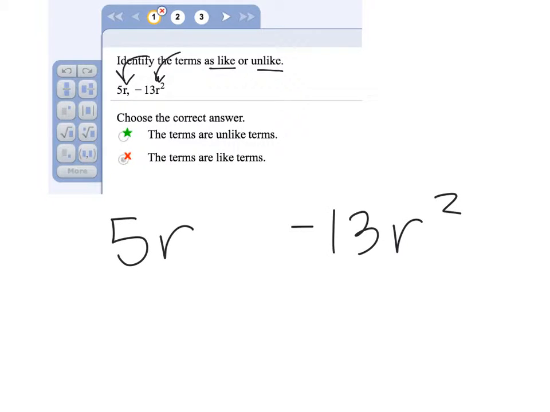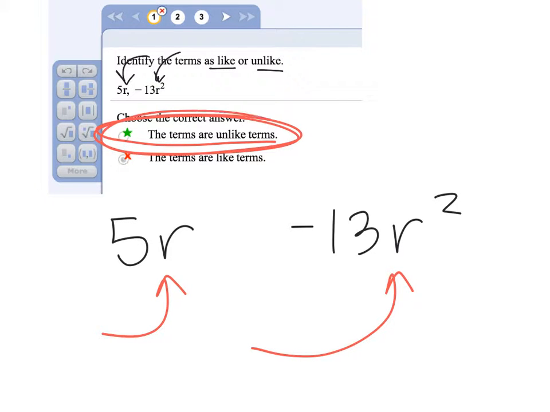So you might say, hey, we have the same variable. In both cases, it's r. But they're unlike terms. The reason they're unlike terms is because this exponent is 2 and this exponent is a 1. When you don't see the exponent, it means it's a 1. They're unlike terms because their variables are the same, but their exponents are different.